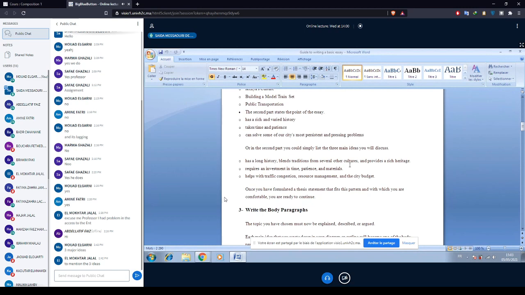Once you have formulated a thesis statement that fits this pattern and with which you are comfortable, you are ready to continue. So see, the introduction is very important. It gives you the position of the writer. It gives you the topic, an idea of what the topic is going to talk about. So it is important, and this is something that you have to do. It is obligatory.